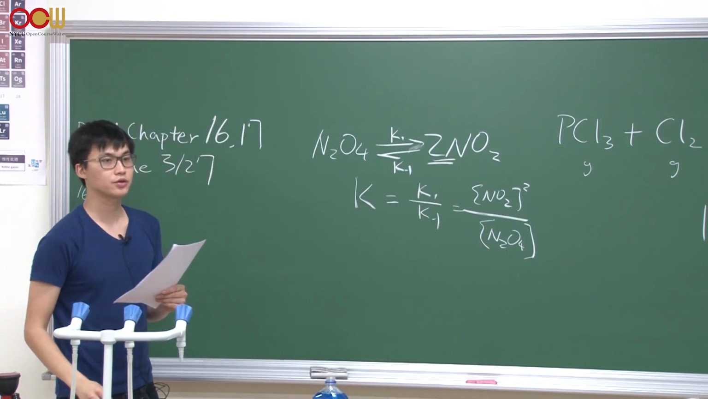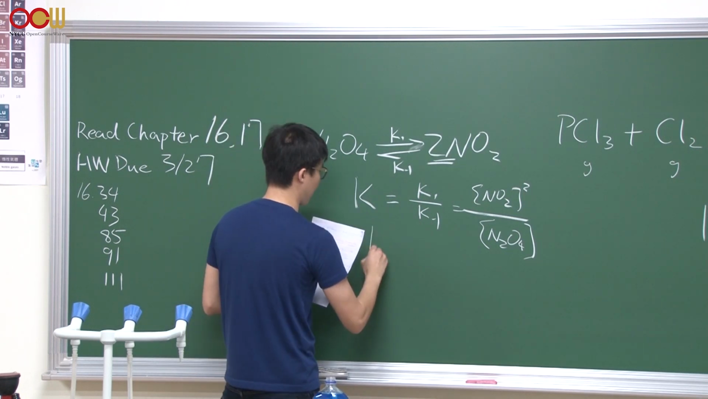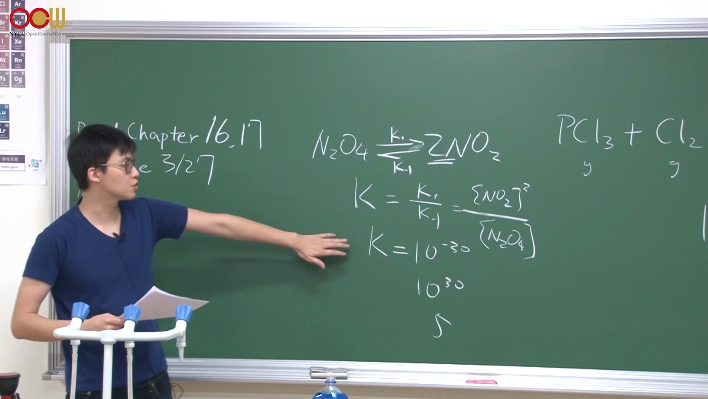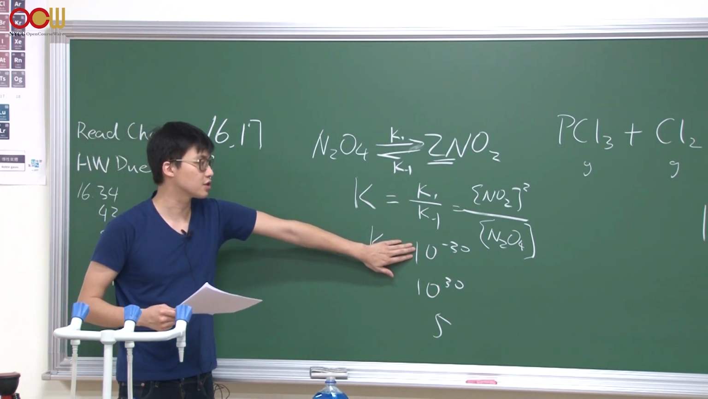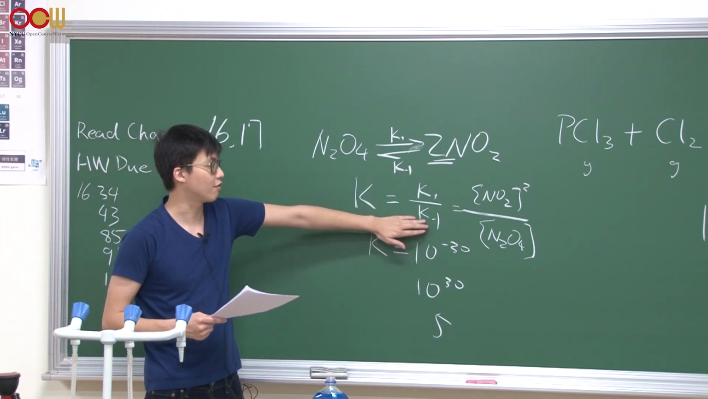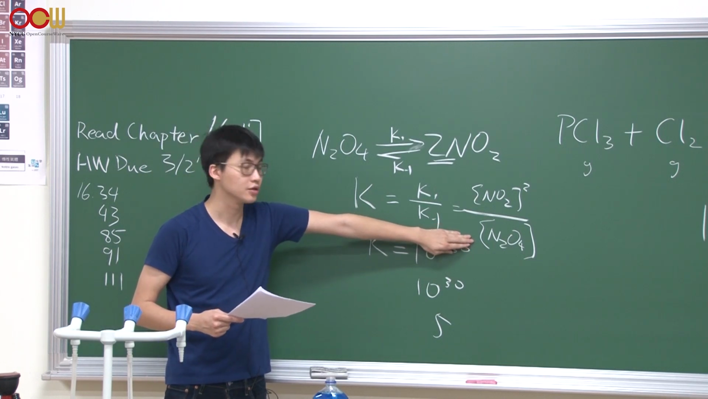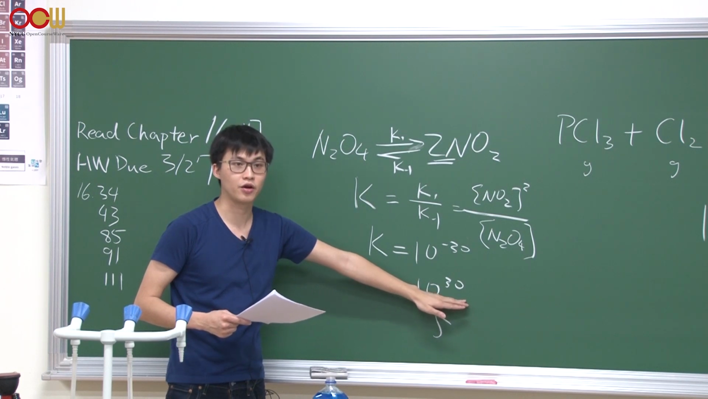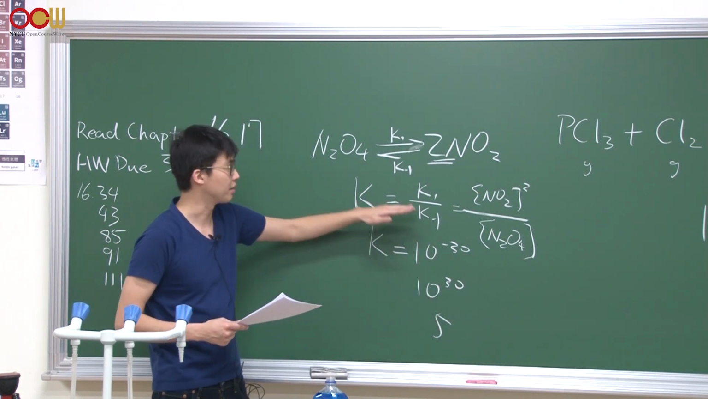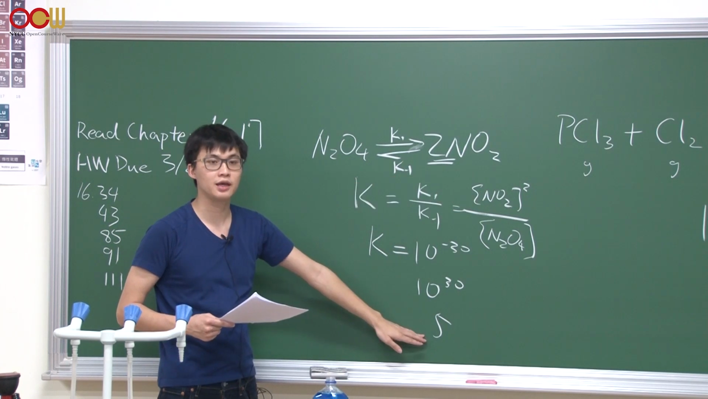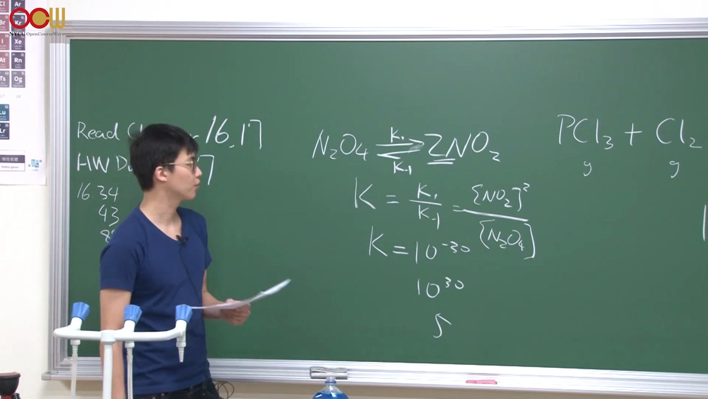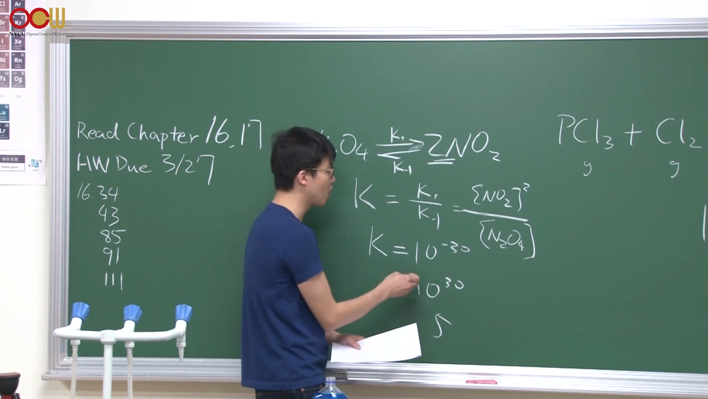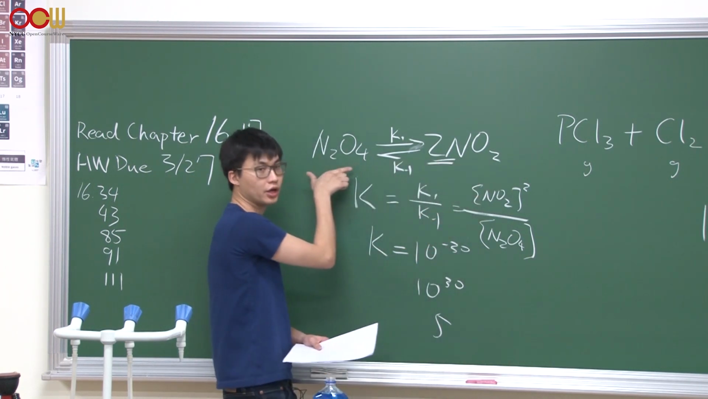So just to put that into perspective, when you see a K, you're going to get a different kind of K. When you have such a small number, that means you have a lot of starting material, so it favors this side. And when you see a large K, a very big number with a lot of zeros, that means it favors product. What does K equal to 5 mean? In the case of these two, these are extreme cases. That means most of the stuff is on either one side or the other.